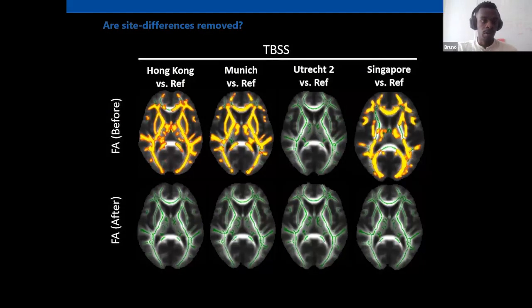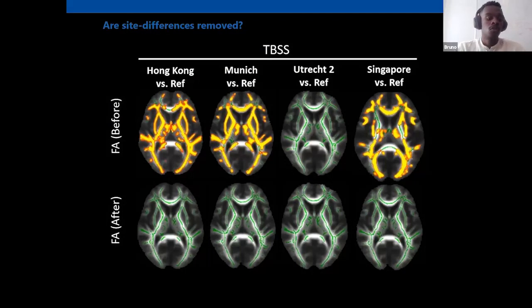So if you look here at the top row, what you're seeing are differences between each target site and our reference site. Here the color in yellow shows you regions of the white matter where there are significant differences between sites. And I stress that these are matched controls between sites. So in theory, if there is no variability due to scanner, we would not observe these differences. But as you see, before harmonization, we have significant differences across the whole brain. But after harmonization, these differences are flattened out.